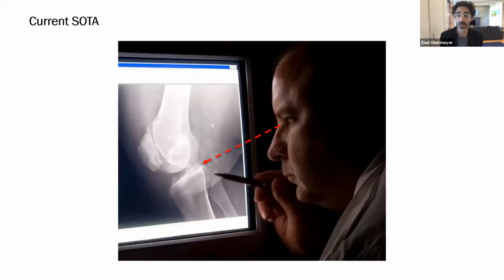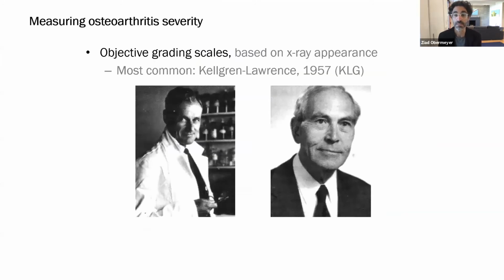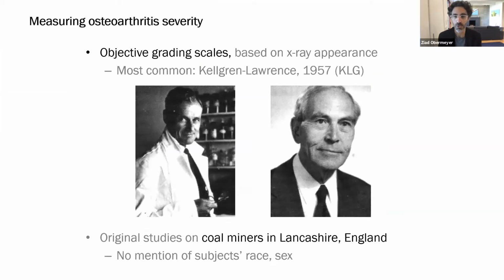This is the current state of the art for measuring severity. It is a radiologist looking at a film and grading how bad the arthritis looks. And the way that radiologists do that is by relying on a clinical grading system that was developed by two doctors, Dr. Kellgren and Dr. Lawrence, in the 1950s in their studies of coal miners in Lancashire, England. And when you go back and look at those original studies, you'll find no mention of the racial or gender breakdown of the study population because they were all white and male.